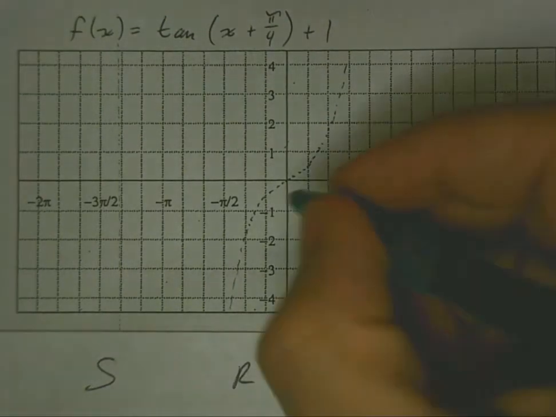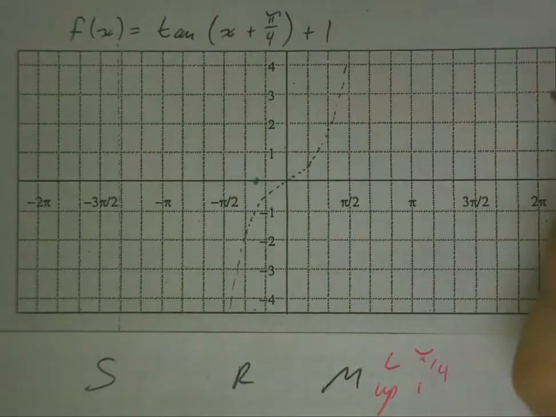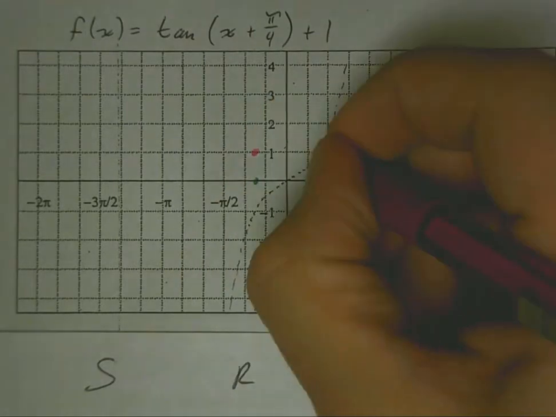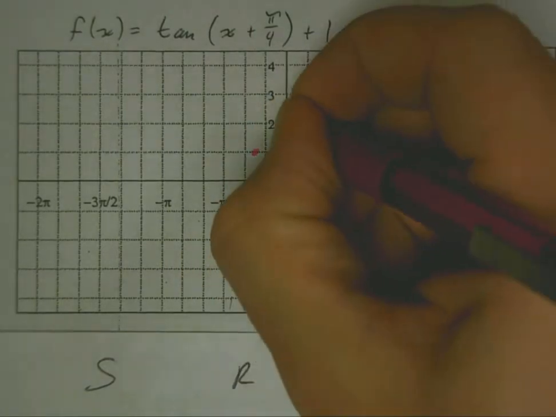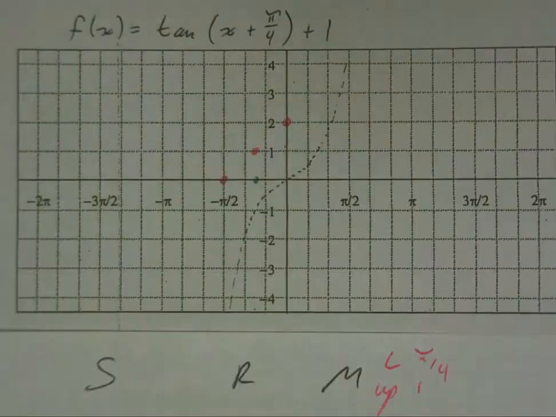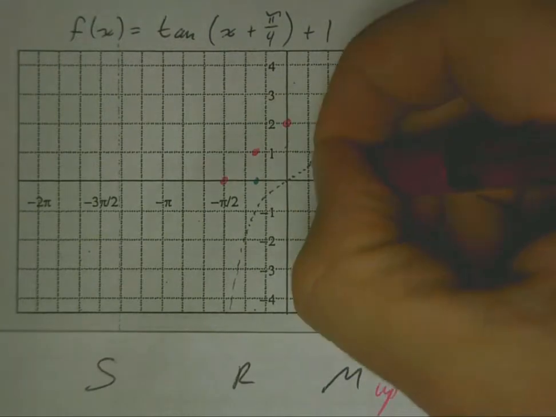So if we just move everything left pi over 4, that is right there. And then up 1 would put it right there. So I'll take the same thing with this one: left pi over 4, up 1, left pi over 4, up 1. And then I'll move my asymptotes left pi over 4.